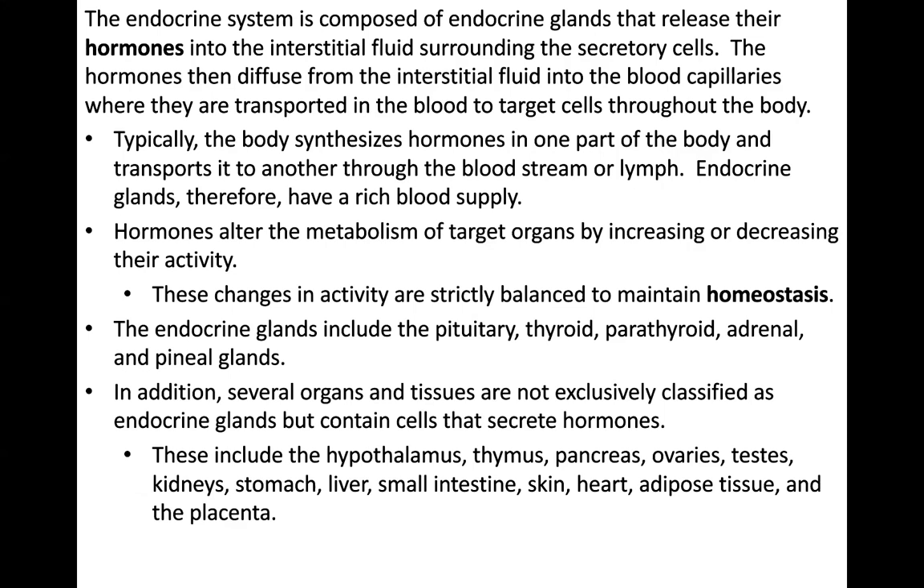Okay. The endocrine system, as we learned in our very first lecture, involves the release of chemicals called hormones from our various endocrine glands. Hormones are released into our interstitial fluids that surround our secretory cells. Those hormones then typically diffuse into the blood from those interstitial fluids, where they're then transported in our blood to target cells throughout the body. Typically, our body synthesizes hormones in one part of the body, but then transports the hormones to another part of the body using the bloodstream or lymph, and therefore endocrine glands are going to have a rich blood supply.